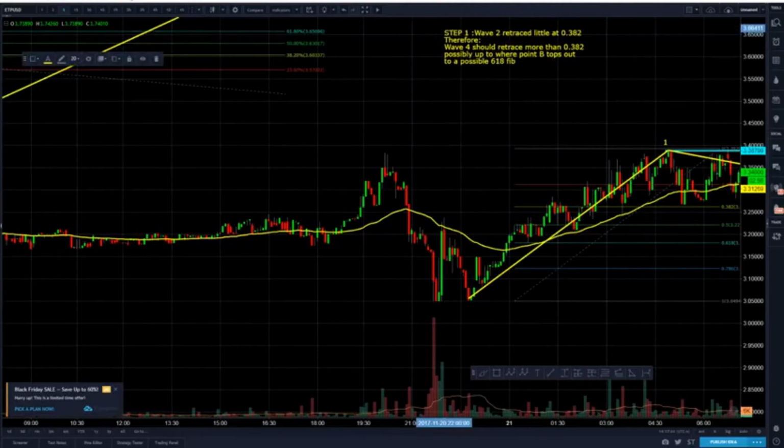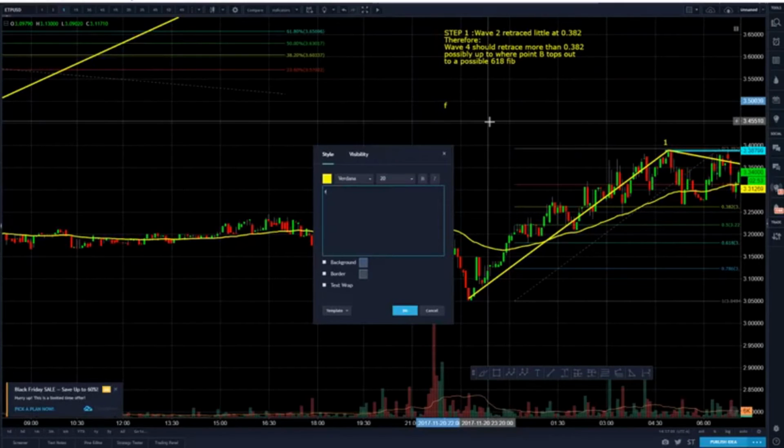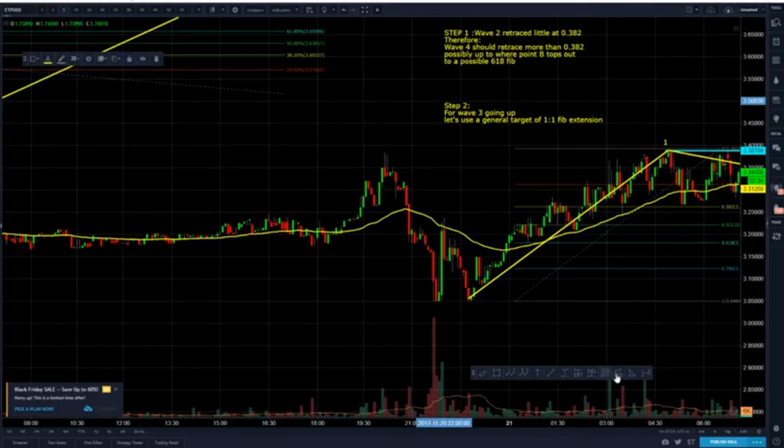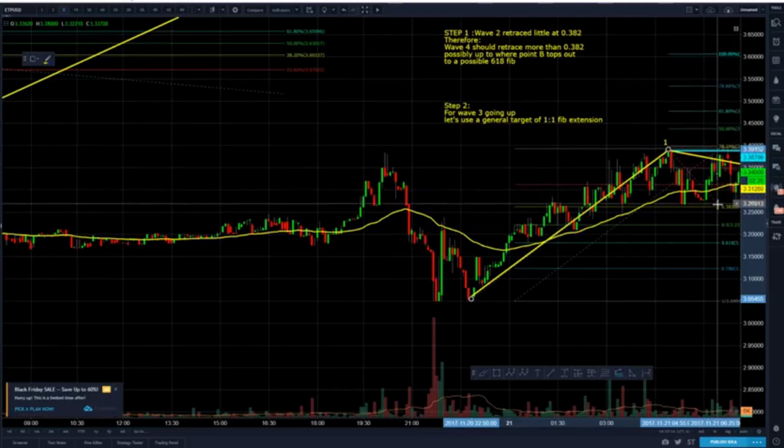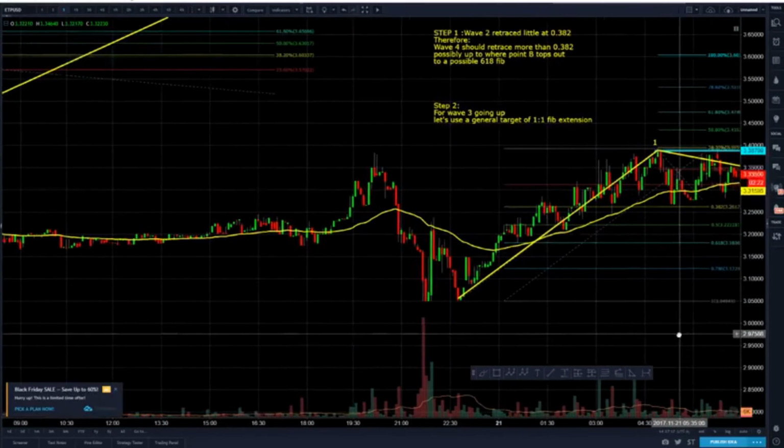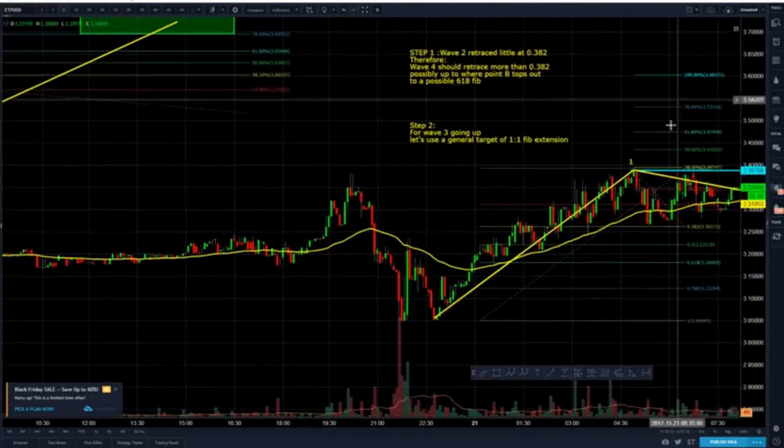Now, step 2 will be for wave 3 going up. I'm going to write all of it. Step 2. For wave 3 going up, let's use a general target of 1-to-1 fib extension, okay? So what we do is we take our fib extension, we click on the lowest point here, the highest point that we see for wave 2, and then the lowest point that we see during all of wave 2, okay? Now, before even going there, this was going to be my target.